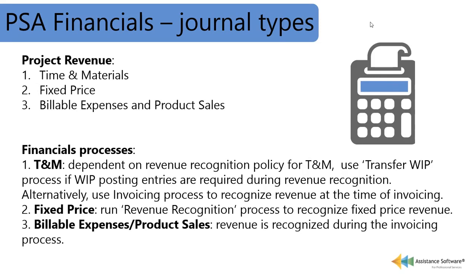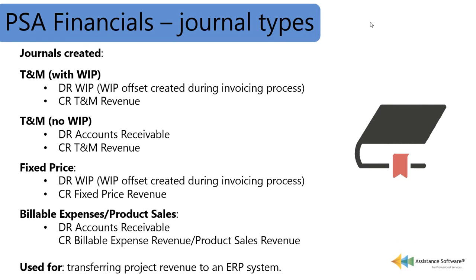For fixed price, revenue is recognized when you run the revenue recognition process, and it will create suggested revenue amounts based on the percentage of completion, and we'll take a look at how those amounts are calculated in a few minutes. Billable expenses and product sales: the revenue for these items are recognized during the invoicing process.